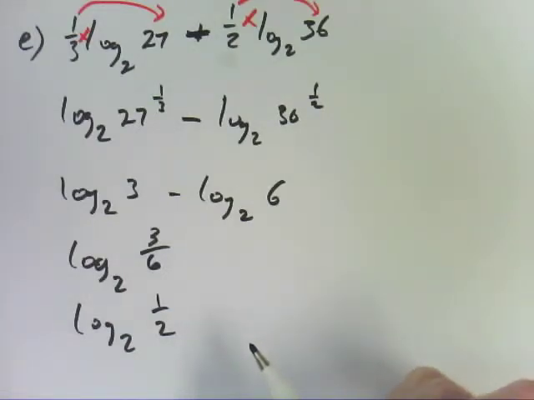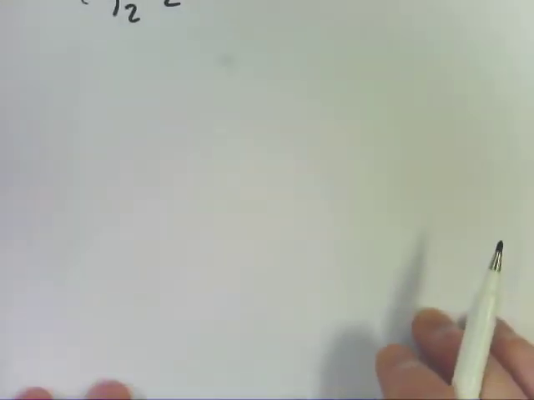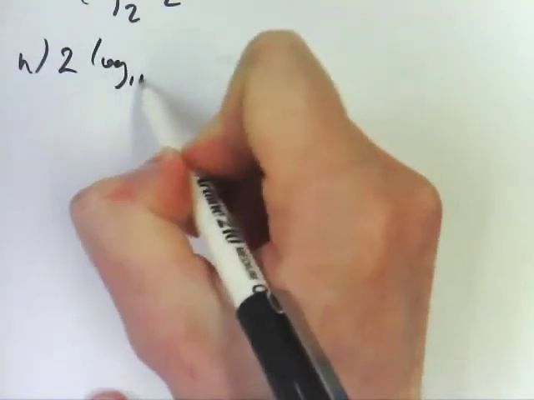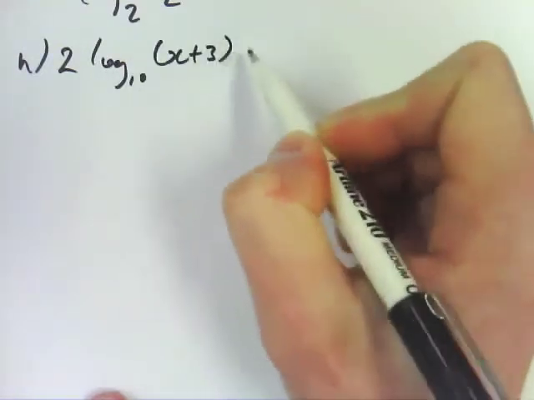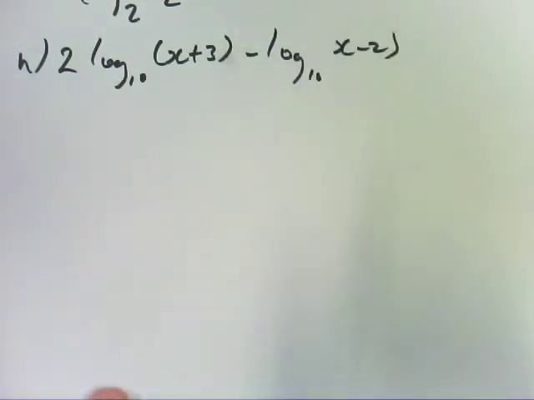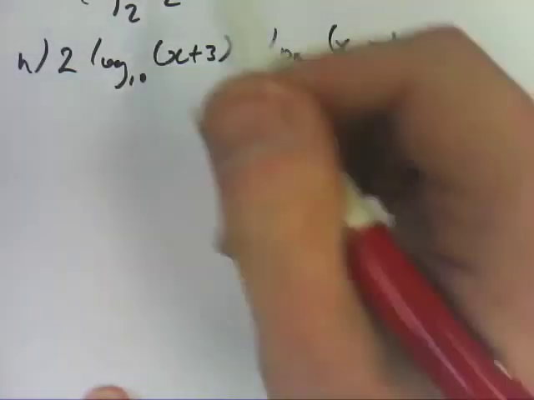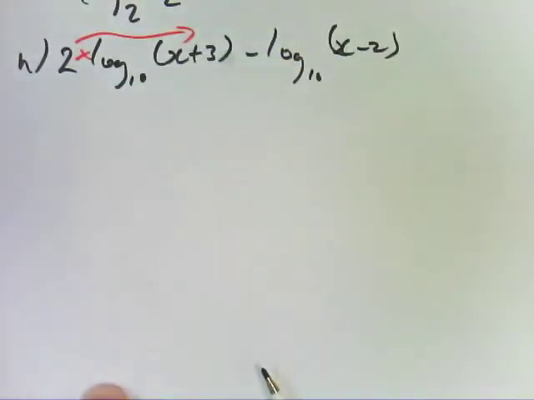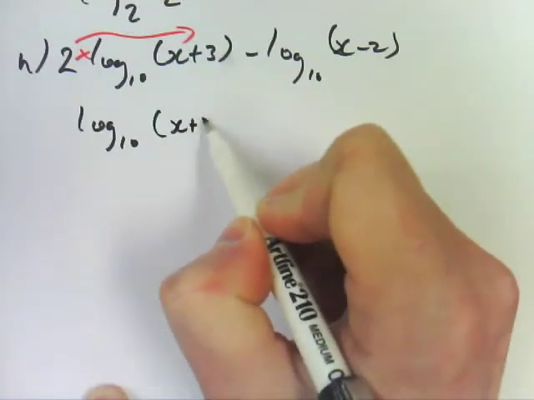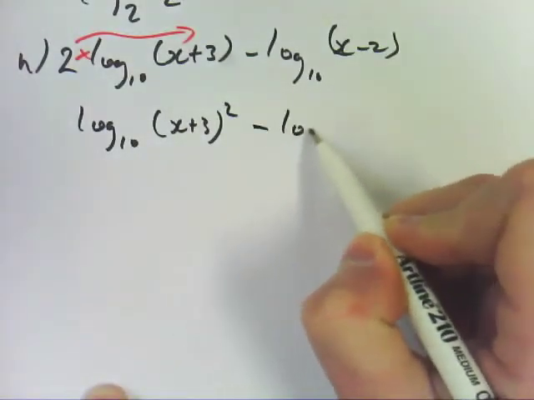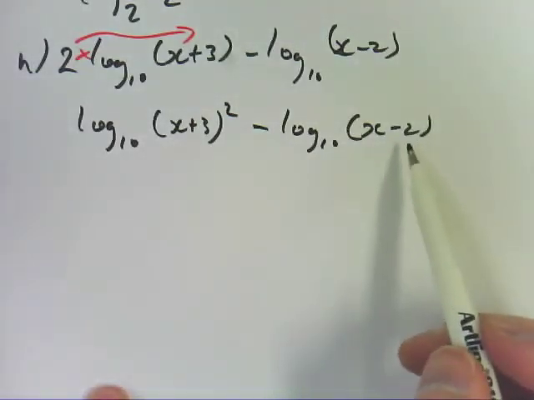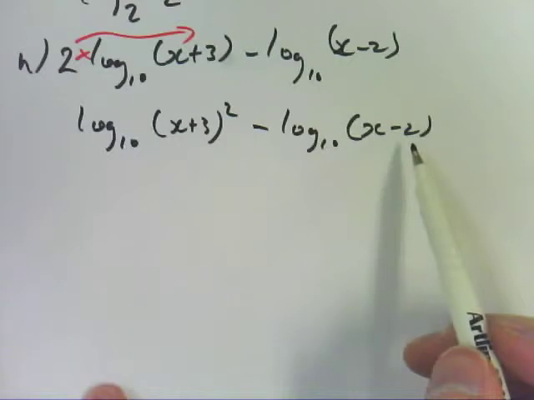Do you think you could do H on your own now? No? Still want me to do it? Okay. So 2 log 10 x plus 3 minus log 10 x minus 2. Again, first thing I'm going to do, log 10 x plus 3 squared, minus log 10 x minus 2.